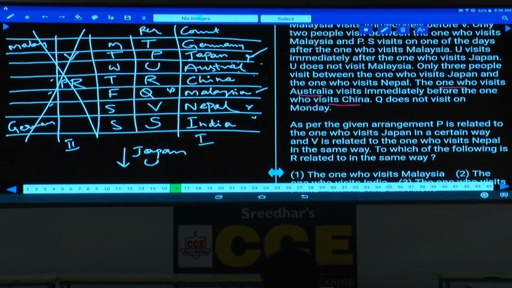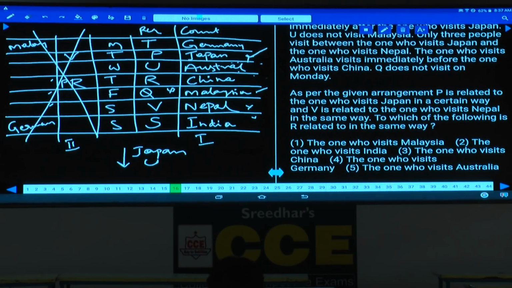Now in question number 16, as per the given arrangement, P is related to the one who visits Japan in a certain way, and V is related to Nepal. That means P is Japan, V Nepal. That is definitely true, isn't it? In the same way, to which of the following is R related? R visited China. That is given in choice 3.